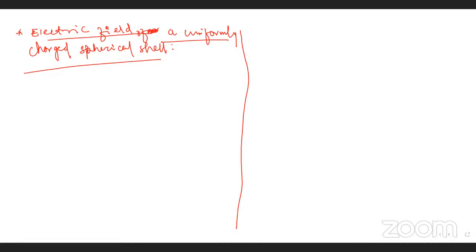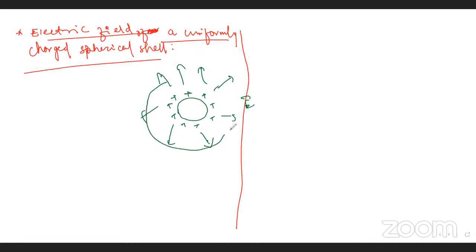So how will you find it? Again, the same procedure will follow. Let's say this is a spherical cell where charge is uniformly distributed. So the electric field will be there in all directions. These are the E vectors. Now we'll draw a Gaussian spherical surface, which is hypothetical. It is also spherical in nature, which will enclose this sphere. The outside one is the hypothetical one.